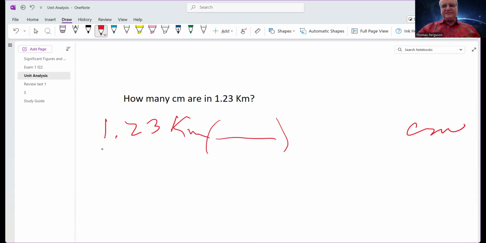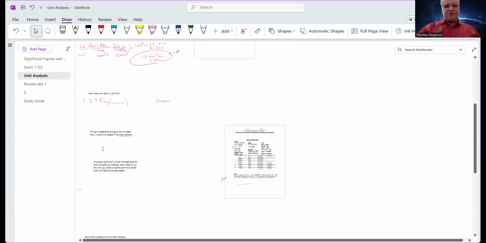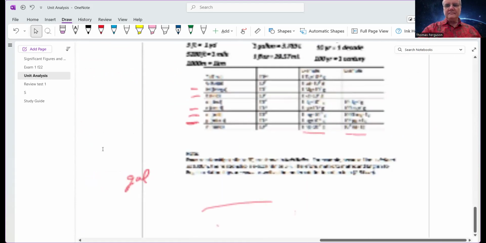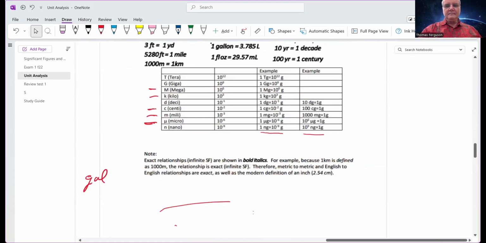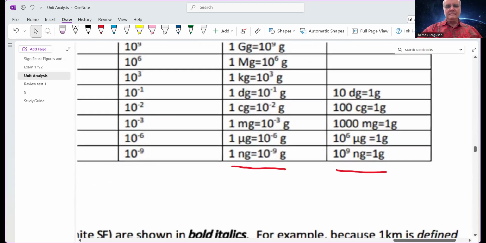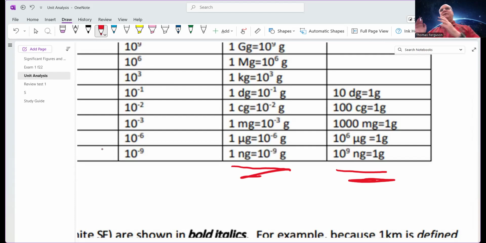Now, when you're looking at this conversion chart, there are 2 ways to go on the conversion. There's this one and this one, and they're equal. Now, this is a problem with students when they're doing metric conversions, is that they need to understand what is bigger and what is smaller. And so the conversion is going to be a fraction.